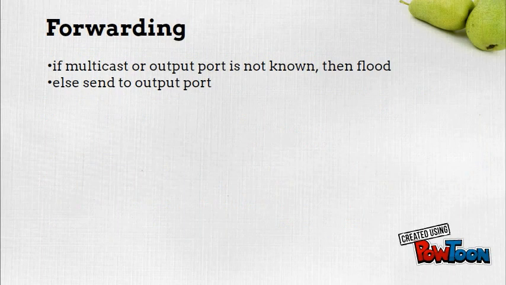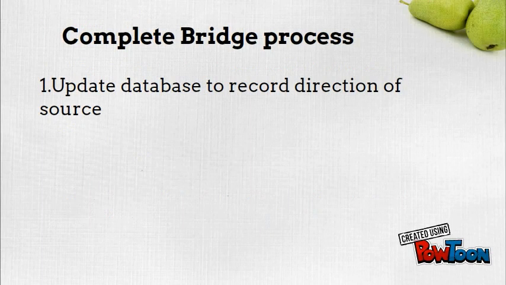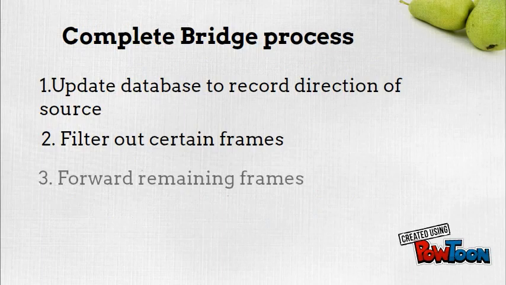Forwarding has two situations. If the frame is multicast or the output port is not known, it will flood, else it sends to the output ports, and filtering is based on three criteria according to the policy: multiple paths used for spanning tree protocol, and lookup of destination in the database. The first step of the bridge process is to update the database to record the direction of the source, then filter out certain frames, and lastly forward the remaining frames.